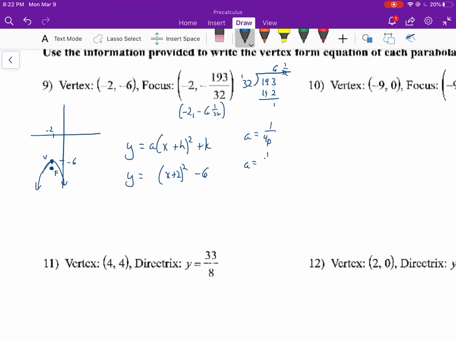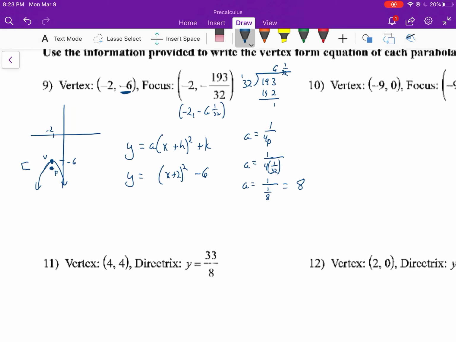But we have a equals 1 over 4p. Well, what is that distance? p is the distance from the vertex to the focus. How far is it from the vertex to the focus? It's from negative 6 to negative 6 and 1/32, so the distance p is 1/32. So 4 times p, and a is going to be 1 over 1/8. Well, 1 divided by 1/8 is 8.